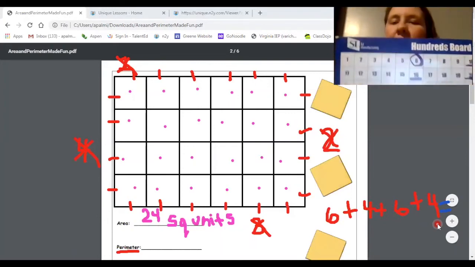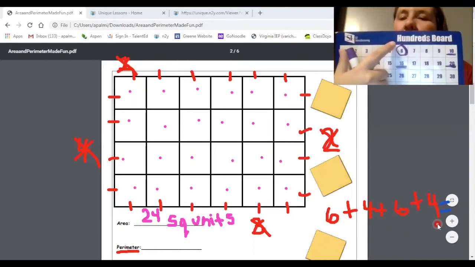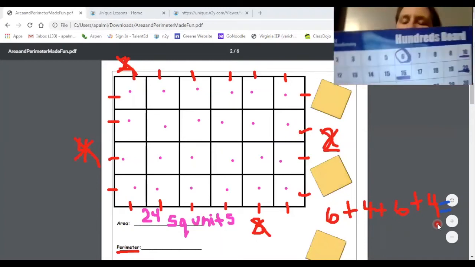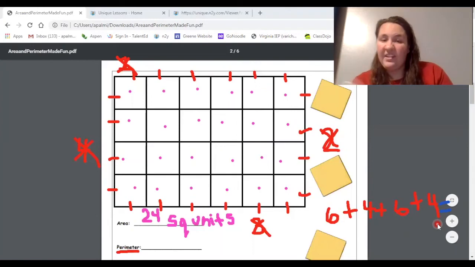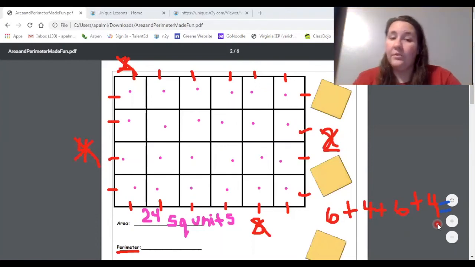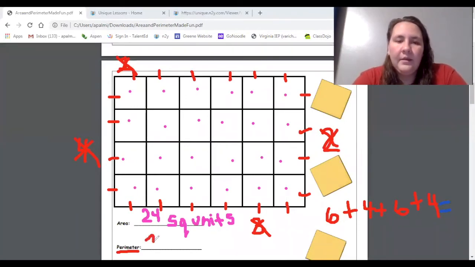So what number did I land on? 20. Good. 20 units. And I know I got all my sides because I can see there's 4 spots on my hundreds chart. That's how you can always check and make sure you got all your sides. Okay. So my answer was 20. And for perimeter, I just write units.